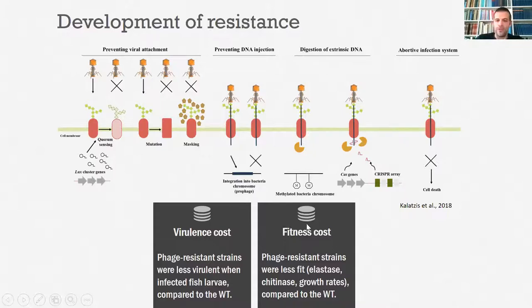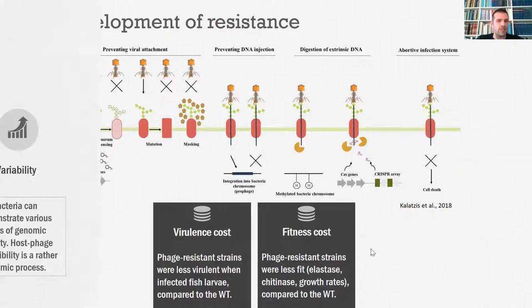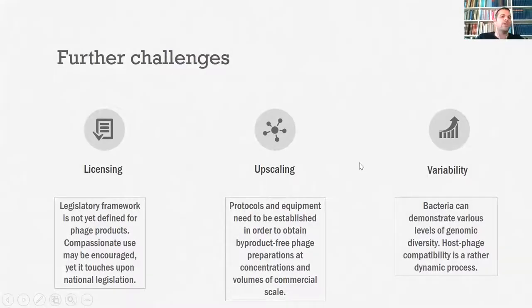And when it came to the fitness, we showed differences in the growth rates and also in the rates of degradation of specific substrates. So we checked some elastase and chitinase activity, and we saw that the resistant strains had decreased capacity of degrading these substrates compared to the wild type. So it definitely comes at a cost. However, this is not the only challenge that we face when we do phage therapy.